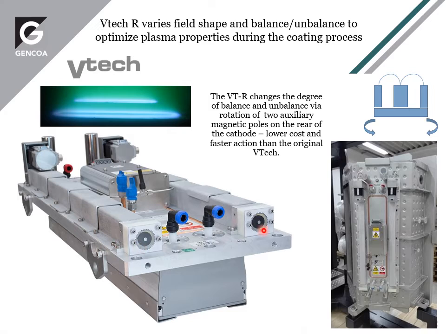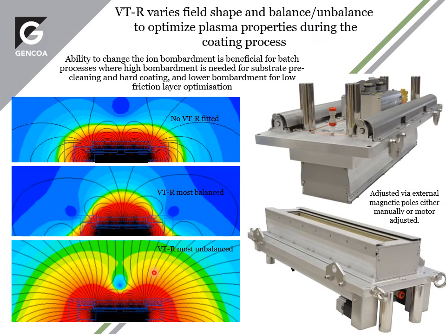it can be done manually or motor driven, and it does a similar job in balancing and unbalancing that the VTEC does. It can't create the strength variations to the same degree as the original VTEC, but it does the balance and unbalance in a faster and also more cost-effective way. Plus it can be motorized quite simply by two motors which are turning the poles.